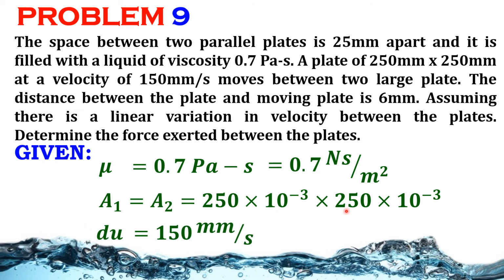They are given the velocity. See, they are given only the final velocity. We are assuming the initial velocity as 0. Therefore, the change in velocity du is equal to 150 mm per second. Converting into meter, we get 150 into 10 to the power minus 3 meter per second.